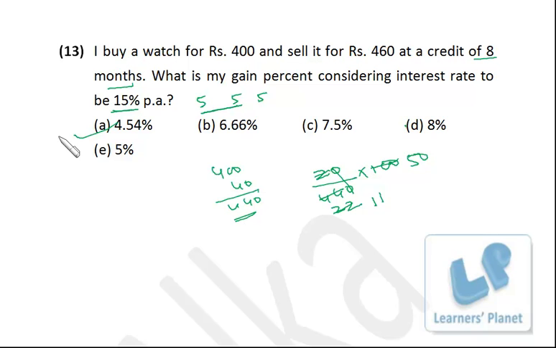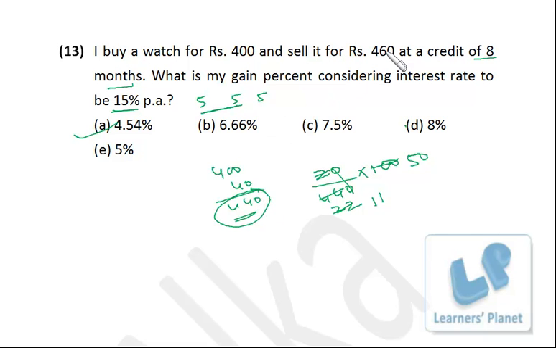See, he is giving the watch on credit. That means he will take the money after 8 months. That means he's losing the interest portion, right? So basically he has bought the watch for 400 rupees plus he is losing the interest of 40 rupees, right? For 12 months interest is 15%, so for 8 months it will be 10%. That means his basic cost is 400 plus interest is 40 rupees. So basically the watch cost him 440 rupees, right?